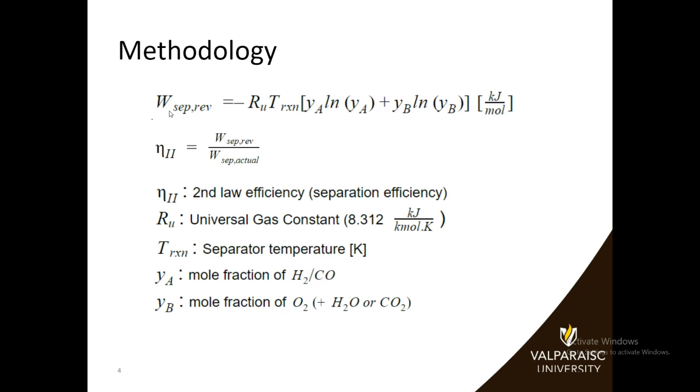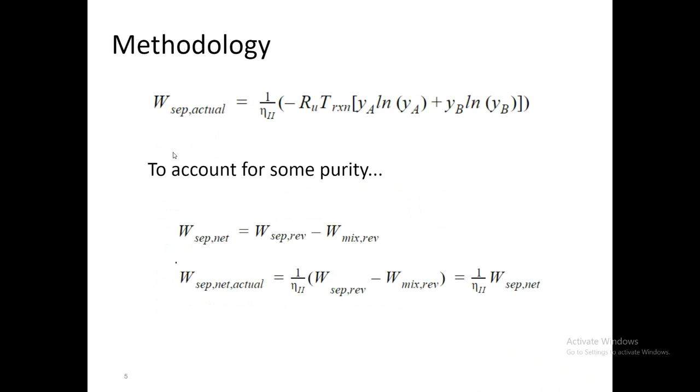We don't live with ideal cases, so we need to account for irreversibilities. This is going to give us actual work, WSEP actual. Luckily, they're related by this term, eta 2. So eta 2 is the second law efficiency, or the separation efficiency. It's the WSEP rev term over the WSEP actual term. So in order to get the WSEP actual, we just need to divide WSEP rev over eta 2.